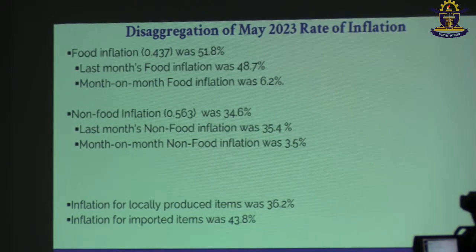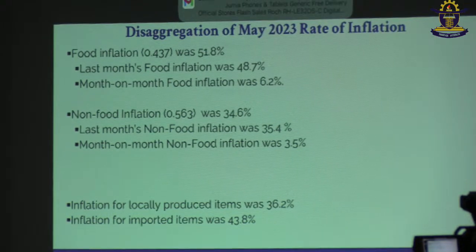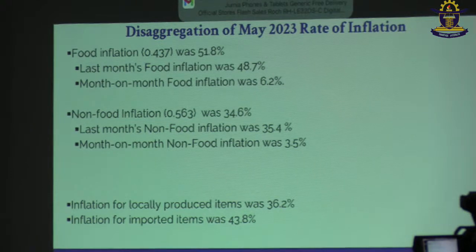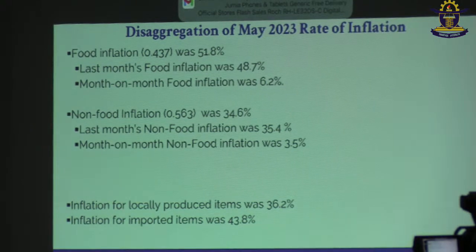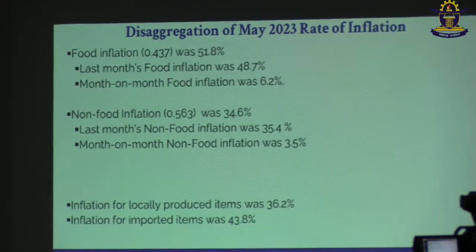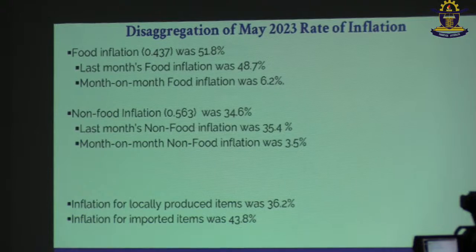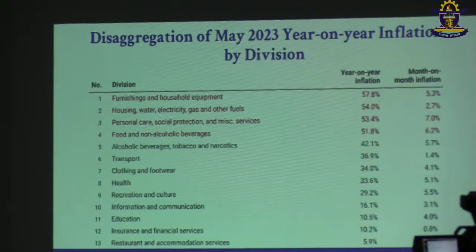From a locally produced item and an imported item perspective, we continue to see the dominance of imported items, inflation related to imported items, with a rate of inflation of 43.8% for the month of May 2023 relative to 36.2% for locally produced items for May 2023. This difference is 7.6% between locally produced items and imported items for the month of May 2023.